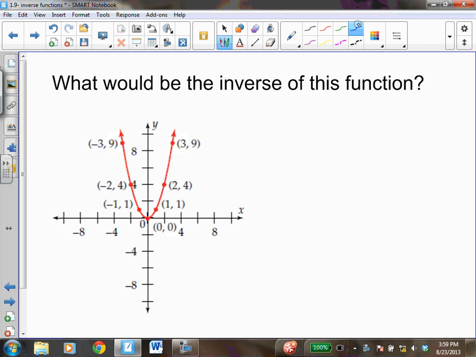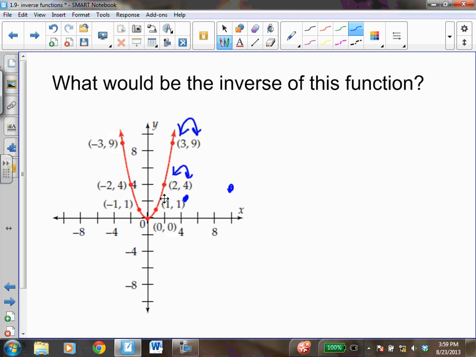Graphically, here's how we do this. What we want to do is change the position of each x and y. So the point (3, 9) is actually going to become the point (9, 3) in our inverse. The same with (2, 4). It's going to become (4, 2).